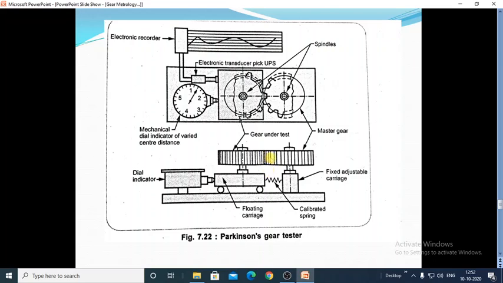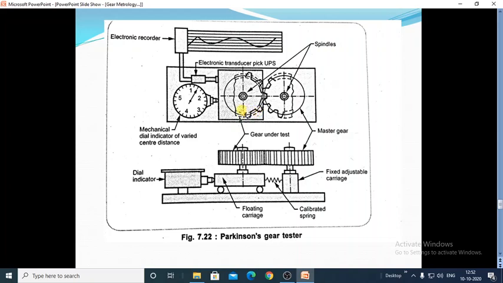Okay, that means if this is the part which is manufactured, we'll say the gear under test. If it is the exact size and there is no error, consider the ideal condition. Then whenever the standard rotates, it is in continuous contact with this gear. If there is no error, then there is no movement of this gear under test, no movement in the horizontal axis.